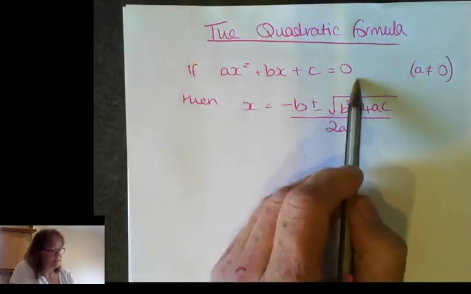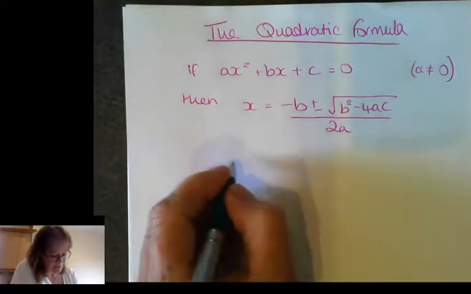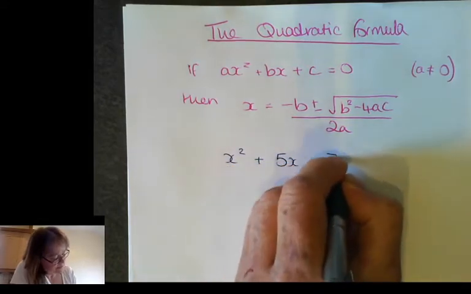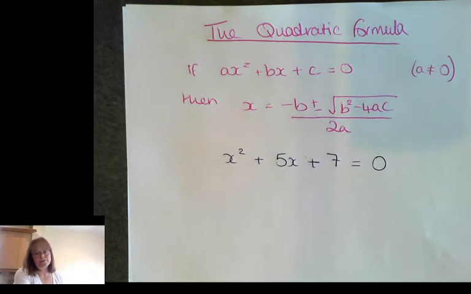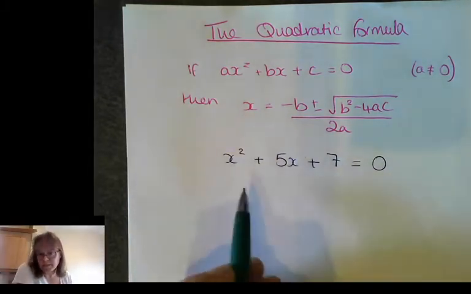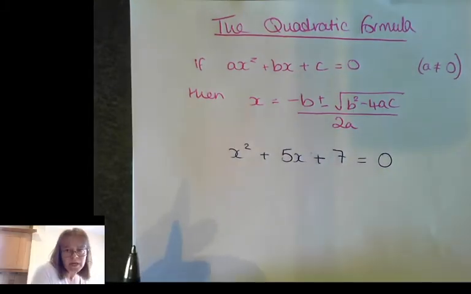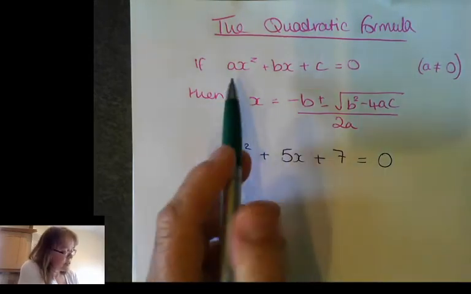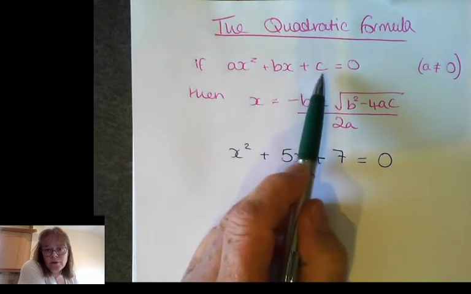I'm going to start with this bit here, and I'm going to give you a quadratic equation. So let's take this one: x squared plus 5x plus 7 equals 0. Here's my quadratic equation, and I've done what I did last lesson. I've tried to factorise it and I've failed, so now I need another plan, and the quadratic formula is my other plan. The first thing I've got to look at is these numbers here and decide what a, b and c are.